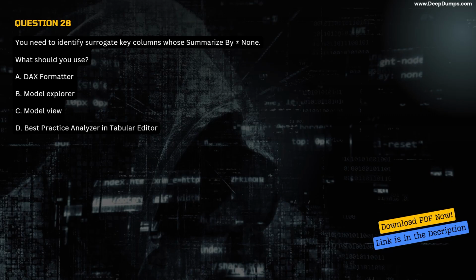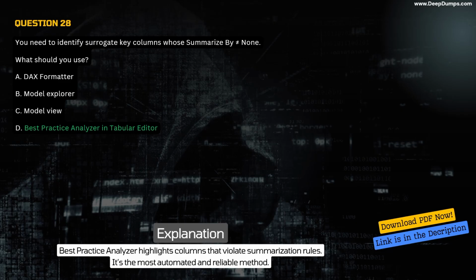Question 28. You need to identify surrogate key columns whose Summarize By is not equal to None. What should you use? A. DAX Formatter. B. Model Explorer. C. Model view. D. Best Practice Analyzer and Tabular Editor. Correct answer D. Best Practice Analyzer and Tabular Editor. Explanation. Best Practice Analyzer highlights columns that violate summarization rules. It's the most automated and reliable method.